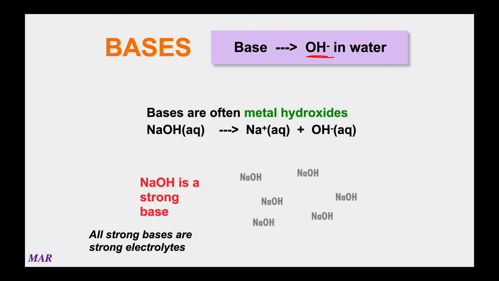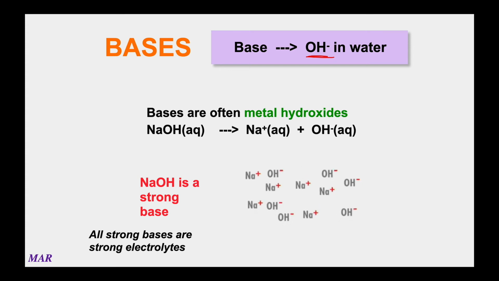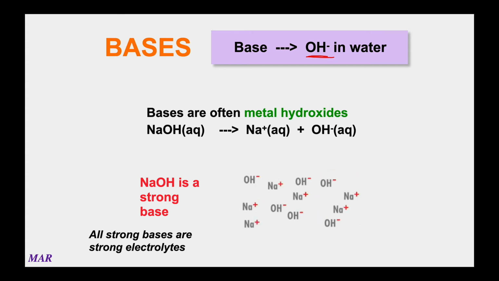NaOH, sodium hydroxide, is a strong base because it dissociates completely. In aqueous solution, it breaks into sodium cations and hydroxide anions. You can probably see that hydroxide, OH minus, and hydronium, H3O plus, are going to have some interesting reactions going on. We'll talk about that more later. But anyway, for right now, sodium hydroxide is a strong base.